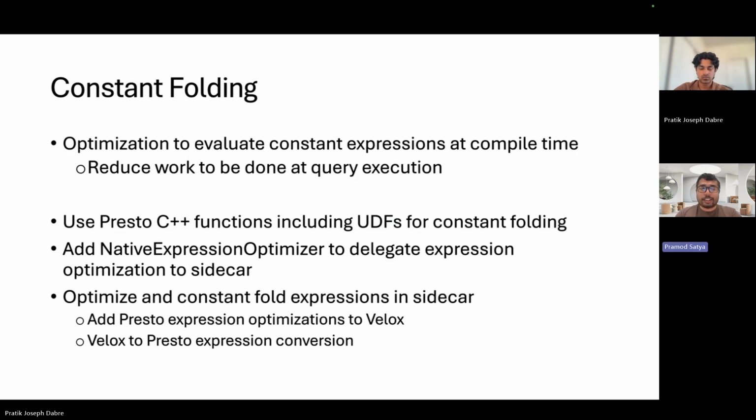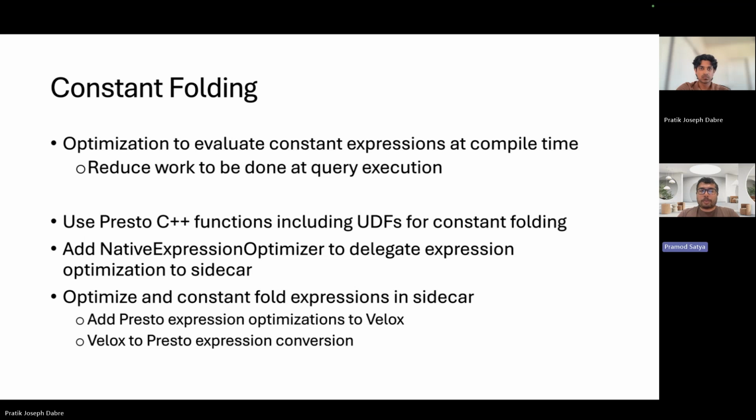Okay, let us now take a look at constant folding. Constant folding is a compiler optimization to evaluate constant expressions at compile time. In Presto, we constant fold expressions during query planning to try and reduce the work to be done during query execution. One example is if you have an unfenced function that is being evaluated over a partition column, you can use this result to prune the partitions before the query is executed, during the planning stage.